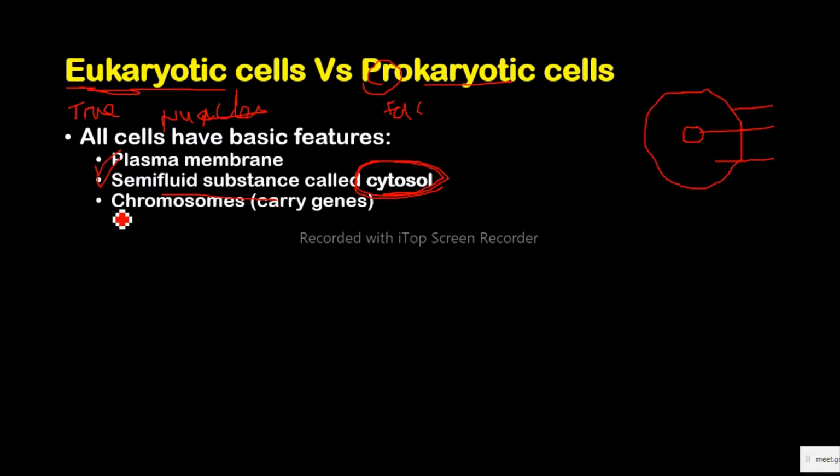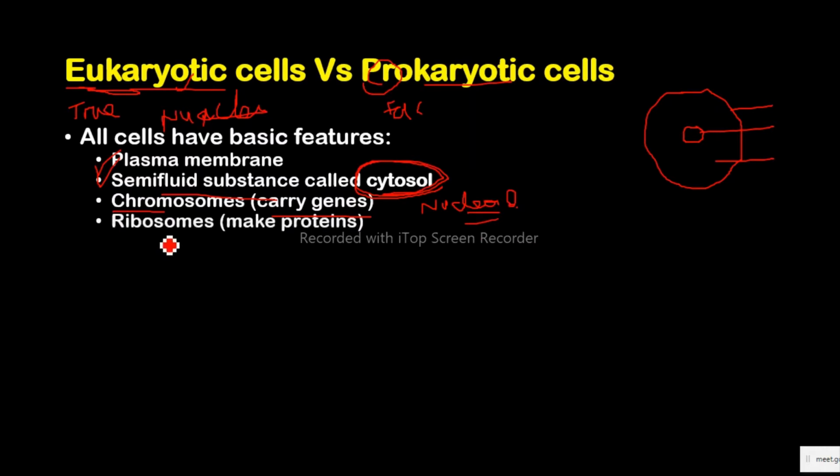Then you have chromosomes, which carry genes. And we are going to see that these chromosomes are found in a nucleus, that is if you are a eukaryotic cell. But if you are not, then there is some region where these chromosomes are found, and that region is called the nucleoid region. I hope that is the spelling. You can check for it.